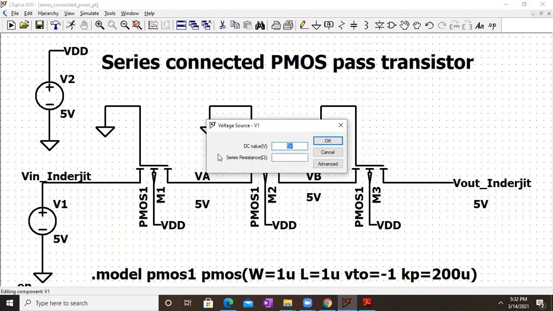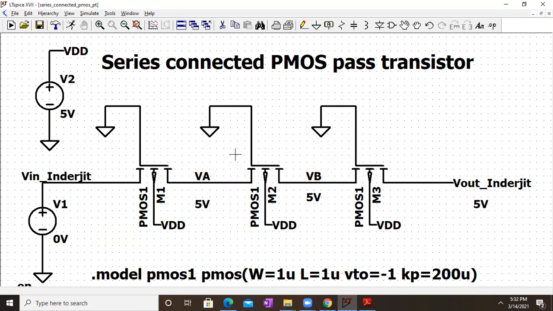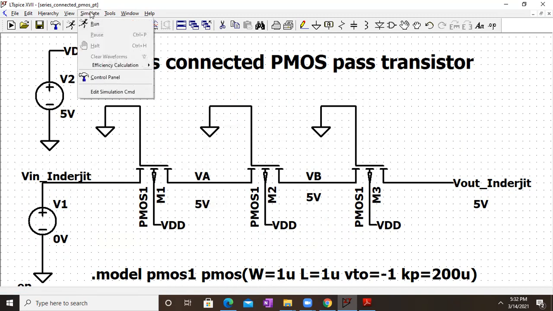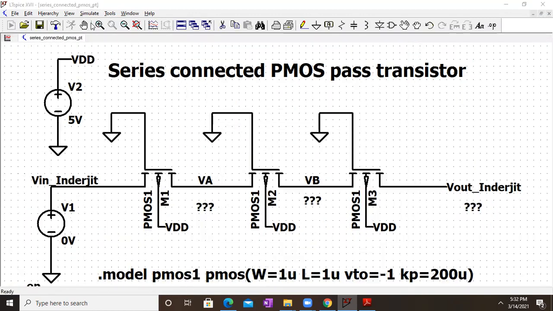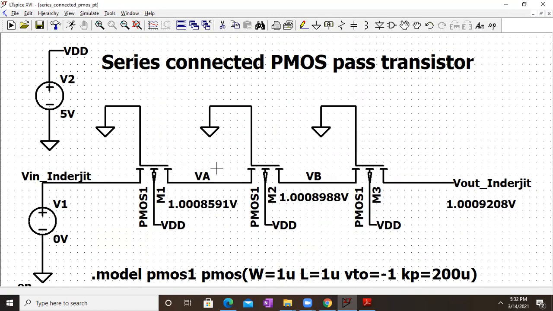Now, what happens when we apply 0 volt? The story might be slightly different. When we apply 0 volt at the input, let us see what will happen to the VA, VB, and Vout values. Again, go to simulate, click on run. So we got the value of VA as 1 volt. We got the value of VB also as 1 volt. And we got the value of Vout also as 1 volt.